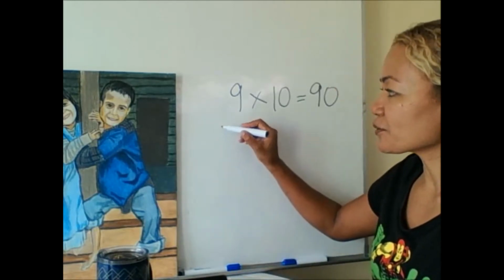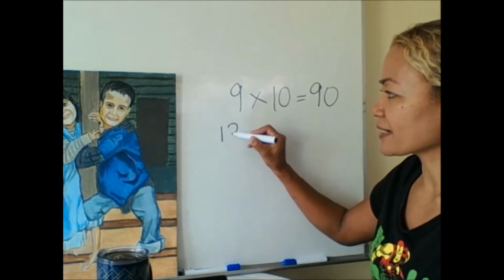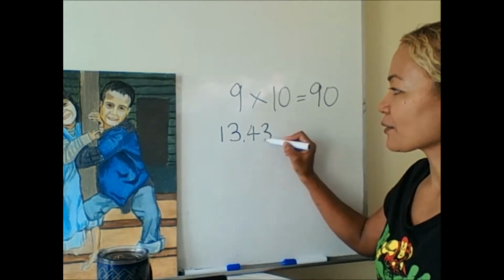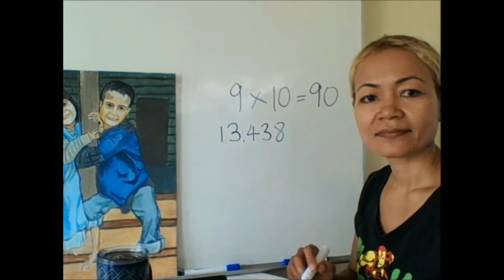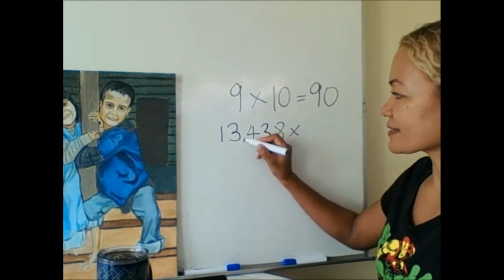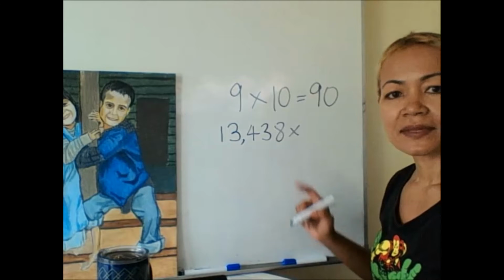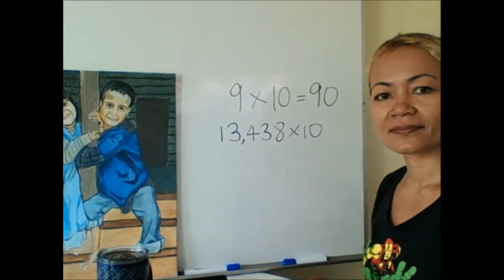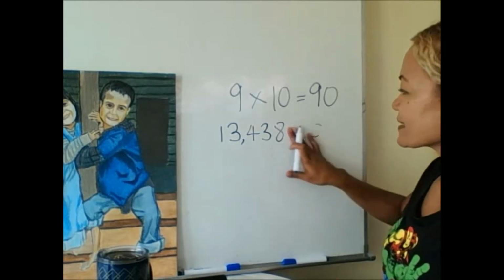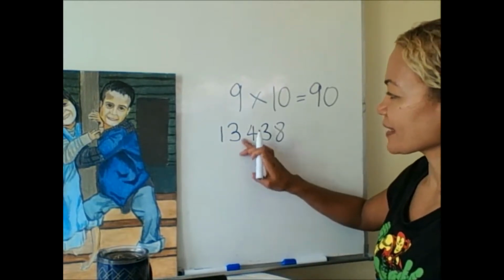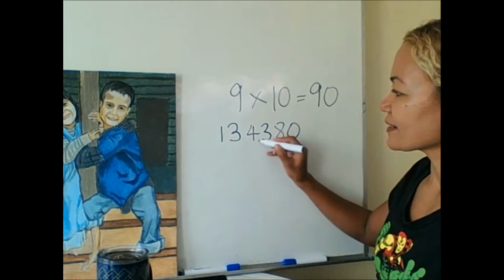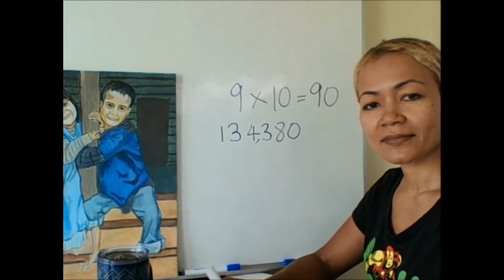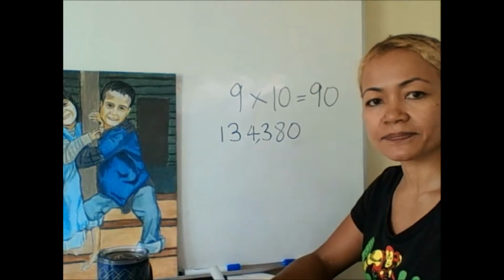Even if you were to write a very big number like 13,438, that's a comma, that's not a decimal. If you multiply that times 10, all you will get is an answer with a 0 on the end. So all you're doing is adding a 0.